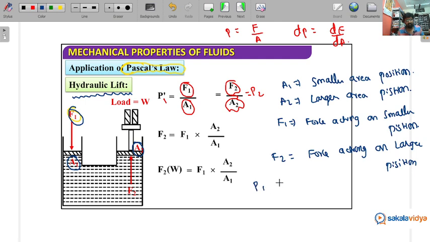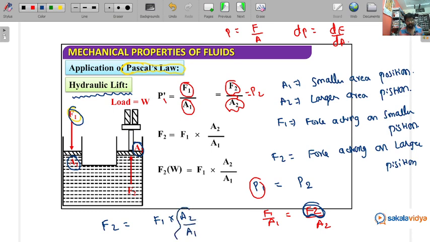intensity of pressure 1 at the smaller section is equal to intensity of pressure 2 at the larger section. So F1 by A1 is equal to F2 by A2. Now we are going to find F2, the force applied on the larger piston. If you cross multiply, F2 is equal to F1 into A2 by A1. A2 by A1 is the ratio of the areas. So this is a practical application of Pascal's law.